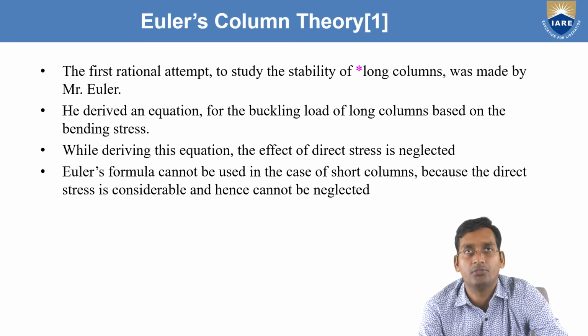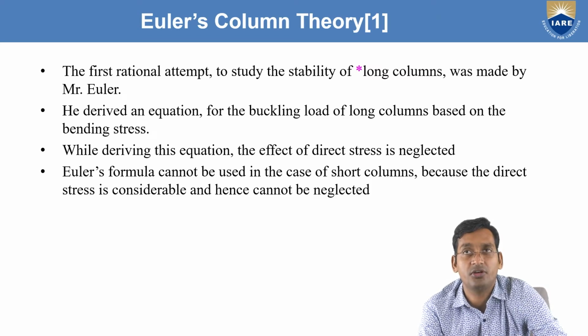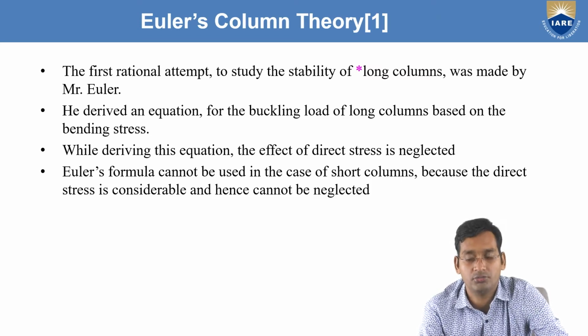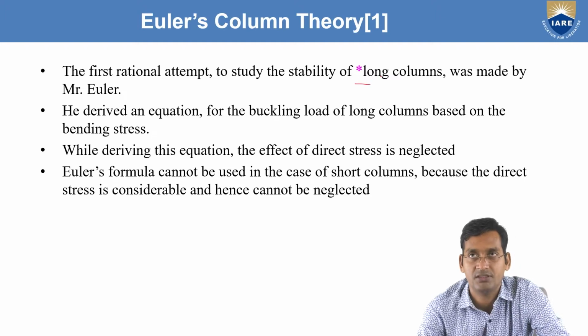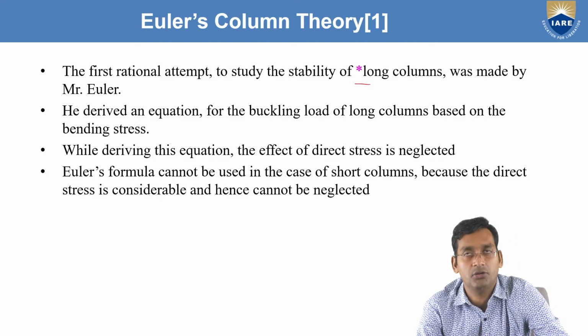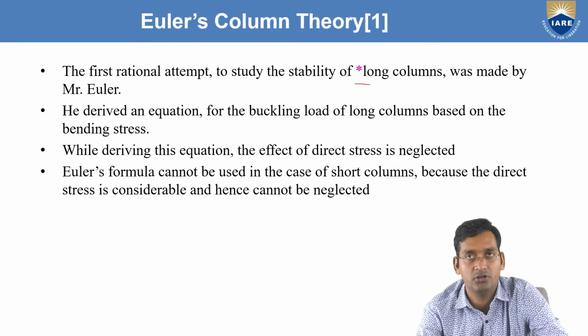Now, Euler's column theory, the first rational attempt to study the stability of long columns, was made by Mr. Euler. What a long column is, we will see later. So for the long column, it was found by Euler. He derived an equation for the buckling load of a long column based on bending stresses. While deriving this equation, the effect of direct stresses was neglected.